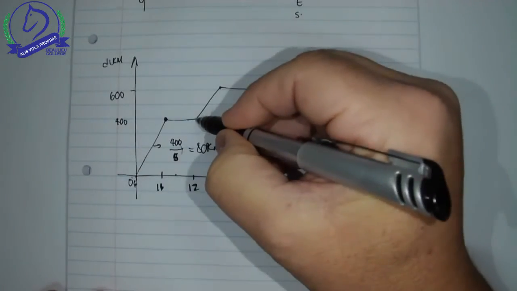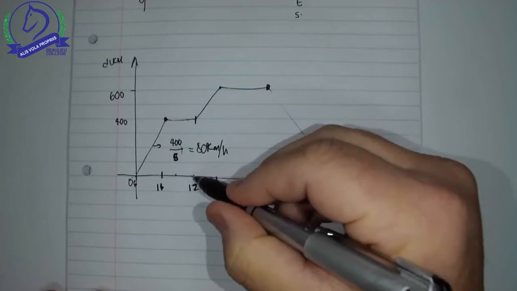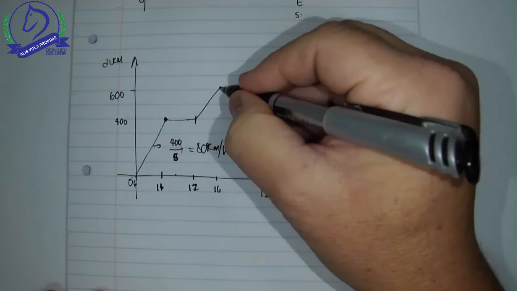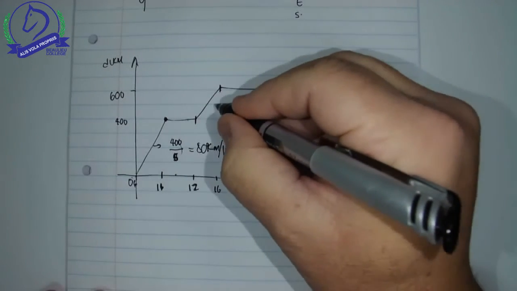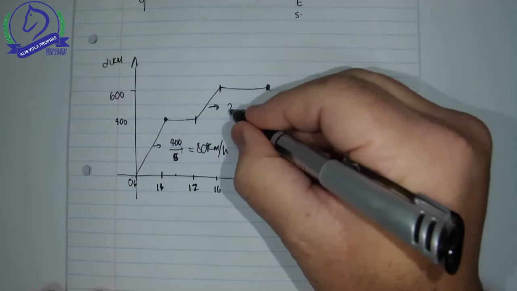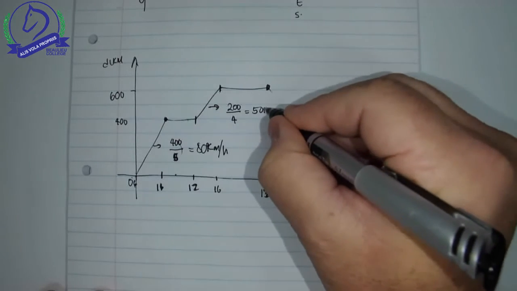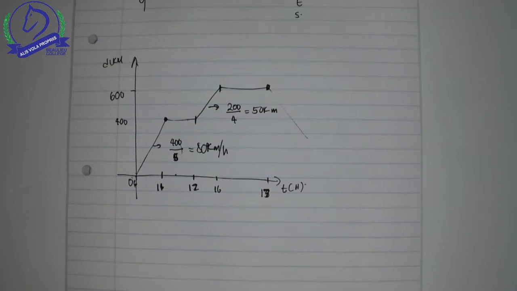Okay, here I was at rest, there's no speed, and then here I went in 4 hours, I traveled 200 kilometers. So I could say that in this part of the journey, my average speed was calculated as 200 divided by 4, which is 50 kilometers an hour. Okay, which is rather slow.